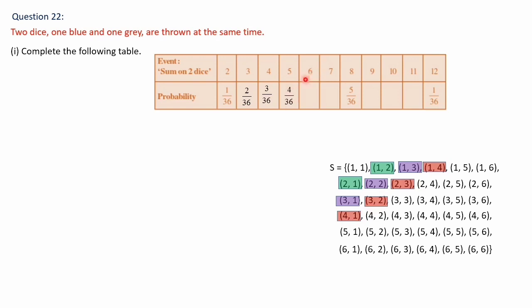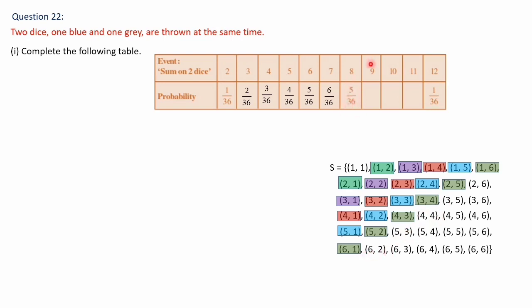Next is sum is 6. 6 in the sense this one: 1 5, 2 4, 3 3, 4 2, 5 1. So total 5 out of 36. Next is sum is 7. Sum is 7 in the sense these are the numbers 1 6, 2 5, 3 4, 4 3, 5 2, 6 1. So total 1, 2, 3, 4, 5, 6. 6 by 36. Next again with 8. When you check here, 8, there are 1, 2, 3, 4, 5. 5 by 36 it is mentioned.